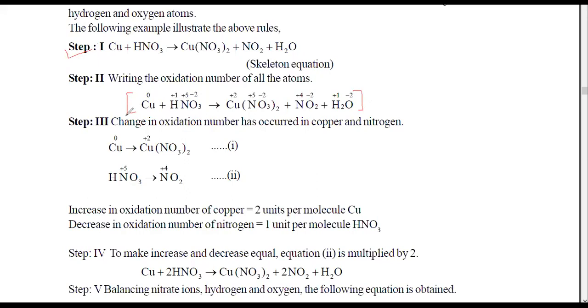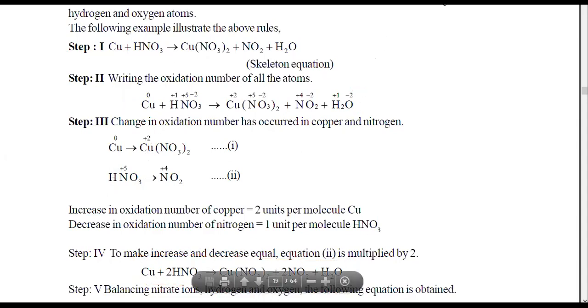Step 3, check the charge which has changed. 0 to +2, 0 to +2, and +5 to +5, +5 to +4. So this is not changed, but this has been changed. NO2, +5 to +4. So we can say that there is an increase in oxidation number by 2 and a decrease in oxidation number by 1. So this should be multiplied by 2. This is what we do in the oxidation number method.